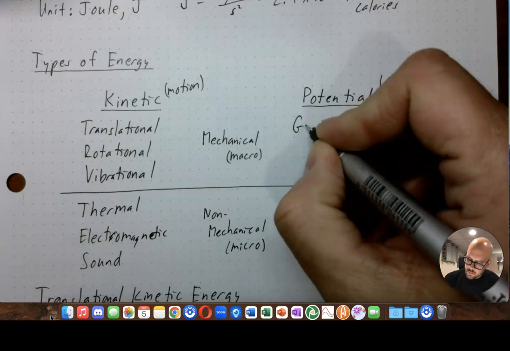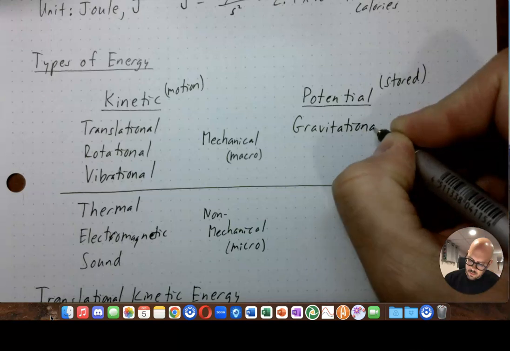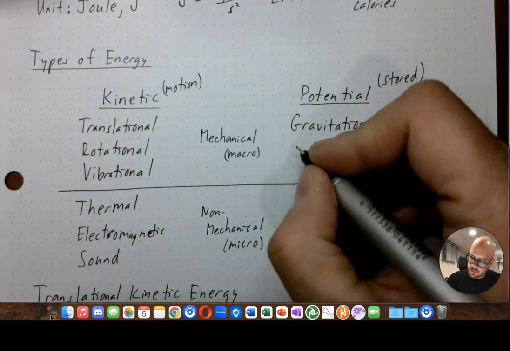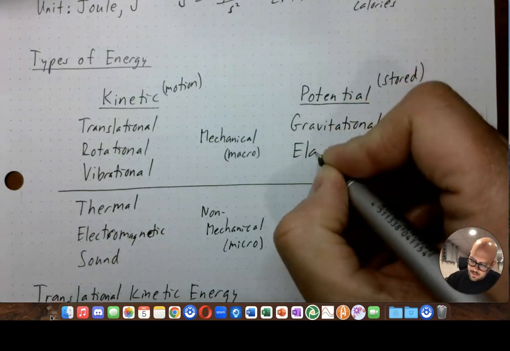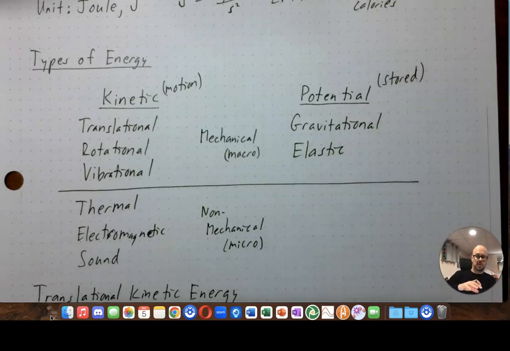So in this course, we learn about two: gravitational, which is using the force of gravity to store energy. If you have gravity between two objects, there's almost a tension, and bringing those objects together would release that gravitational energy. Elastic is the other one, and this is anything that can stretch or deform. When you stretch or deform it, it stores energy in itself, and then that can be released and exert a force.